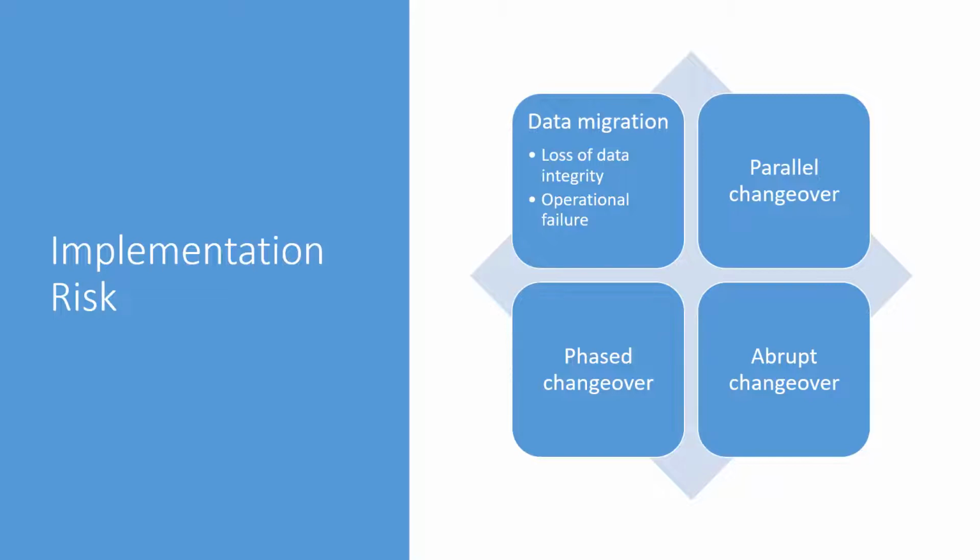An abrupt changeover, sometimes referred to as a big bang approach, also holds some risk, where we're moving everyone over in one go. We need to test things. We need to have a solid rollback plan in that instance.